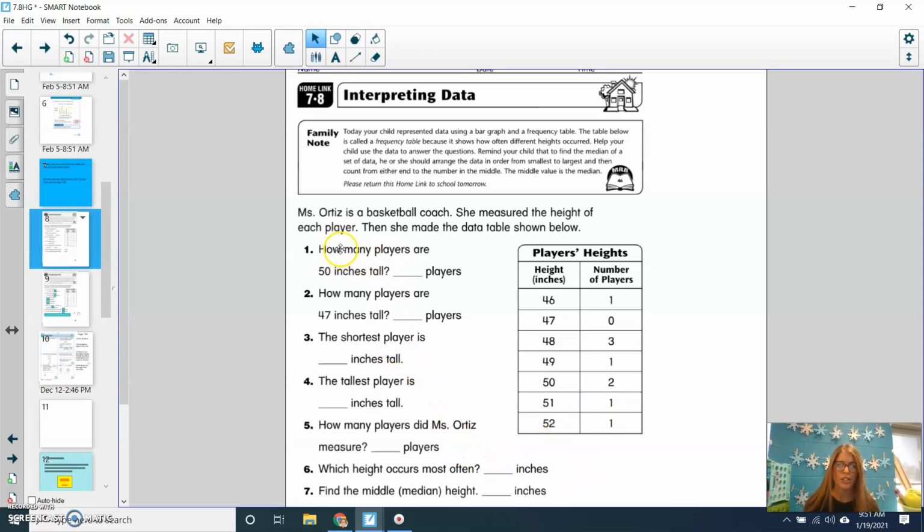For the first question, you're going to answer, how many children are 50 inches tall? And then for question 2, how many players are 47 inches tall? Could you answer questions 1 and 2 and then press play when you're ready to check?